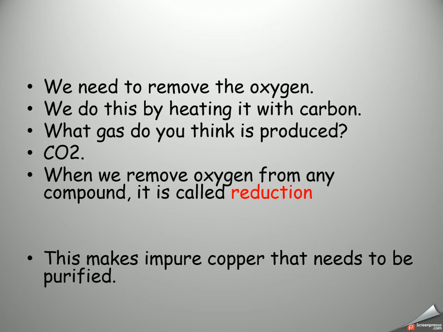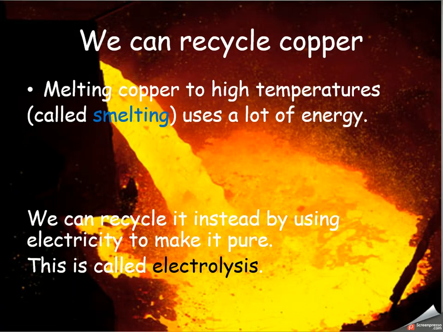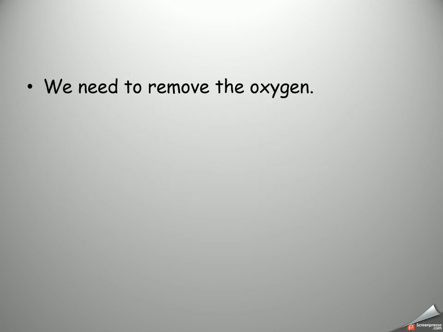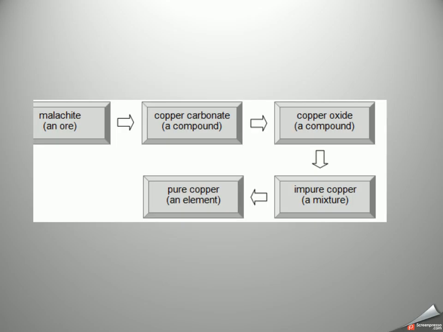Now, this was the flow diagram. So malachite gives you copper carbonate. We heat it up, so carbon dioxide is given off, giving us copper oxide. Then we heat this up with a little bit of carbon to take the oxygen off, and this gives us a bit more of an impure copper. It's got pure copper, but it's a mixture with other things, and then we turn it into pure copper, and we do this by smelting.